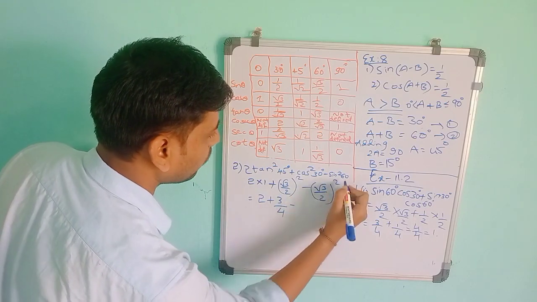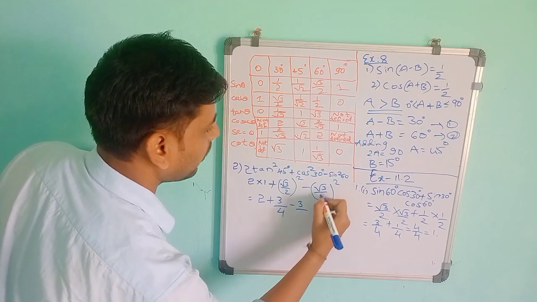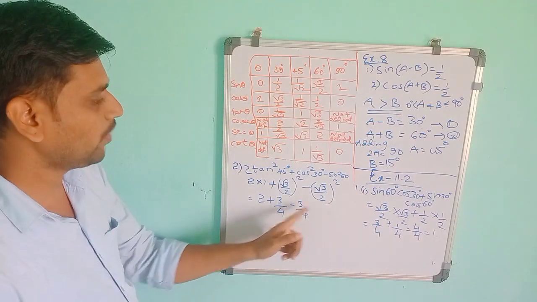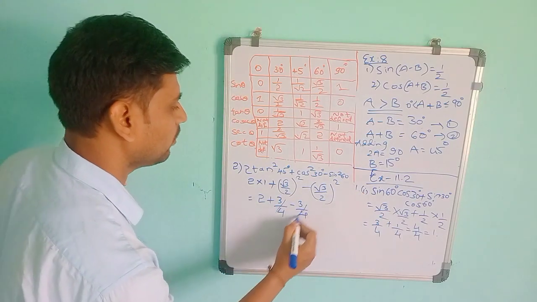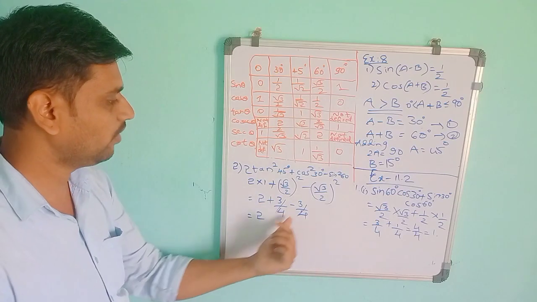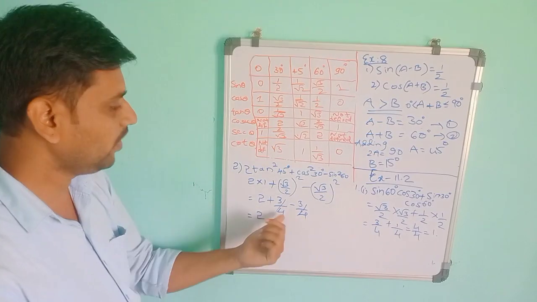That minus root 3 by 2. So root 3 whole square is 3 and root 2 square is 4. So 2 plus 3 by 4 minus 3 by 4. This fraction and this fraction are the same, so the answer will be 2, because 3 by 4 and minus 3 by 4 get cancelled, as they are the same and the signs are opposite. So it will be cancelled.